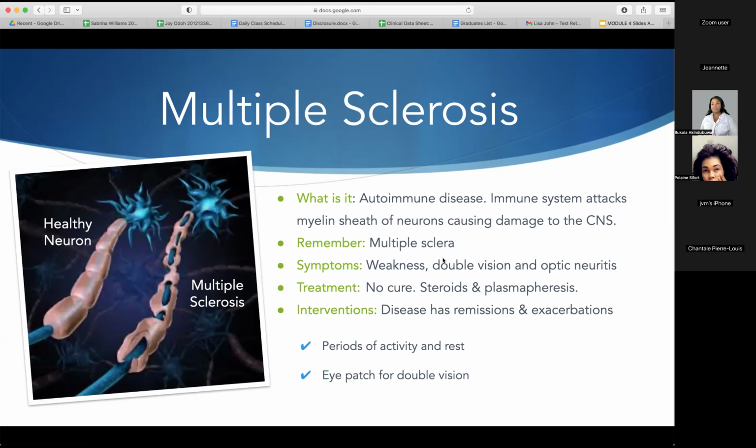Make sure you know that most autoimmune disorders have remissions and exacerbations. So you want to provide for periods of activity and rest. Also, you want to provide an eye patch for double vision.